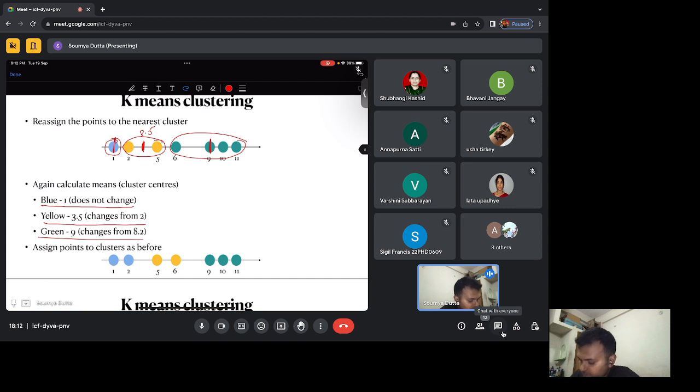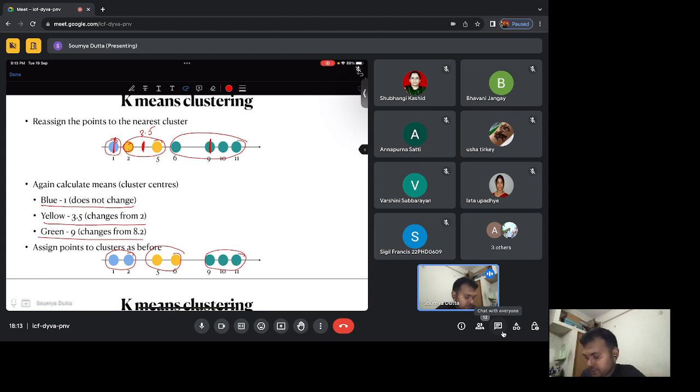Now you assign all the points. You see the first point will still be assigned to blue. The second point, which is at 2, is actually closer to the cluster mean of 1 than to the cluster mean of 3.5, and therefore 2 is now assigned to the blue cluster. And if you carry on this procedure, you will see that the third and the fourth points, which are at 5 and 6, will now be assigned to the yellow cluster, and the last 3 points will be assigned to the green cluster.